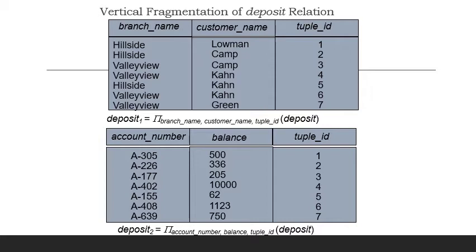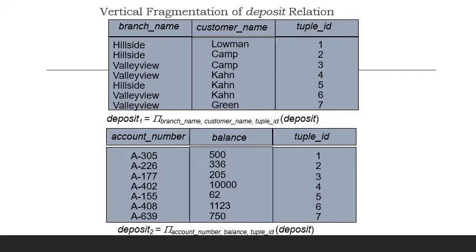The fragmentation should be done in such a way that we can reconstruct relation R from the fragments by taking the natural join, or R is equal to R1 natural join R2 natural join R3 natural join etc. to Rn. One way of ensuring that the relation R can be reconstructed is to include the primary key attribute of R in each Ri. More generally, any superkey can be used.